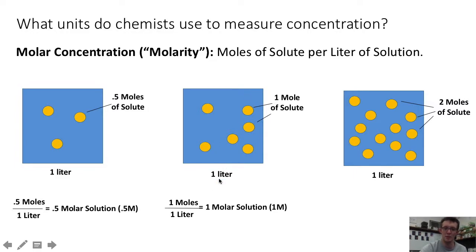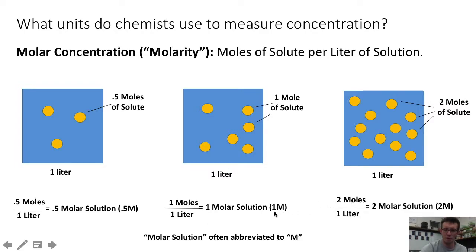Whereas this middle solution would be a 1 molar solution. It had 1 mole of particles dissolved in each liter. And this last solution would be a 2 molar solution. It had 2 moles of particles dissolved in each liter. And you'll notice that chemists will often abbreviate the words molar solution to just the capital letter M.